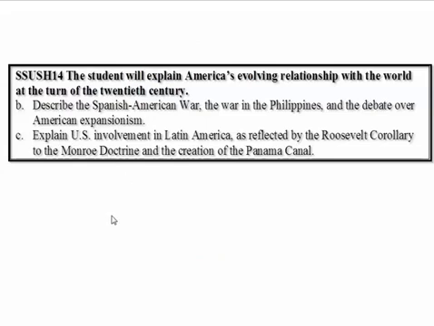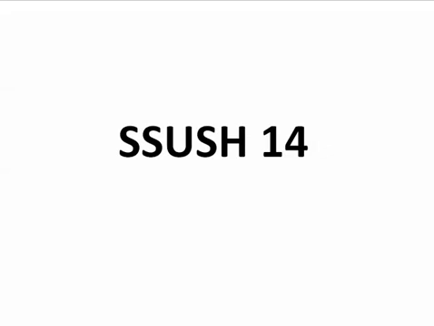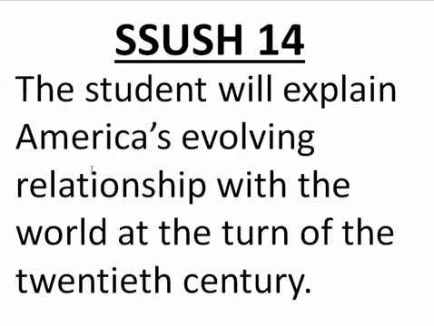Standard 14 has, we've already discussed the Chinese Exclusion Act in the last unit. That was 14A. We're going to do 14B and 14C here. And Standard 14, let's go ahead and jump in it. The student will explain America's evolving relationship with the world at the turn of the 20th century.